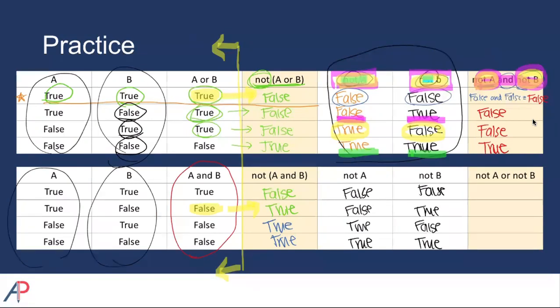Now I have not A or not B. This is kind of like what we did in the truth table above, where I'm plugging in the values that I've derived from over here. So I'm taking these and using them here. So not A or not B for that first row, where not A is false and not B is false, what would this give me?